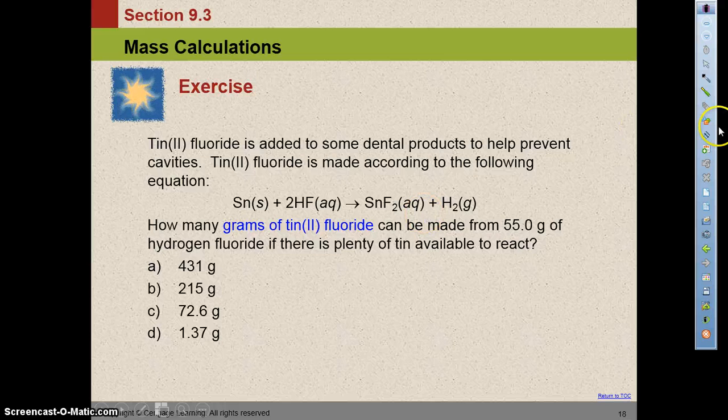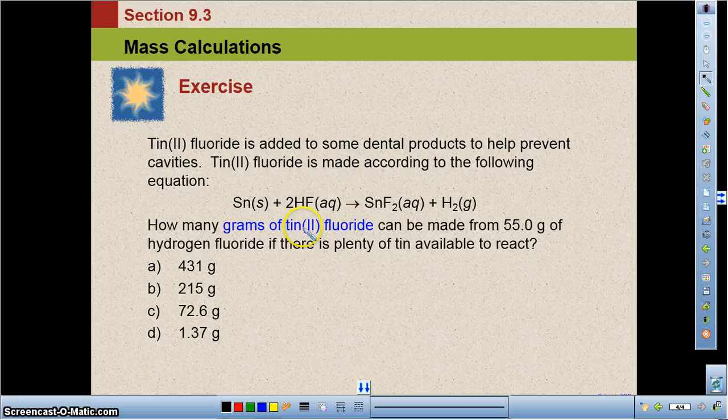How many grams of tin 2 fluoride, take my pen again, how many grams of tin 2 fluoride, so I'm going to put it on top this time just because of the way this is written, how many grams can be made from 55 grams of hydrogen fluoride, which is hydrofluoric acid, not really hydrogen fluoride, hydrofluoric acid, if there's plenty of tin available to react. So this is our excess. We don't have to worry about how much tin, we have enough of it.